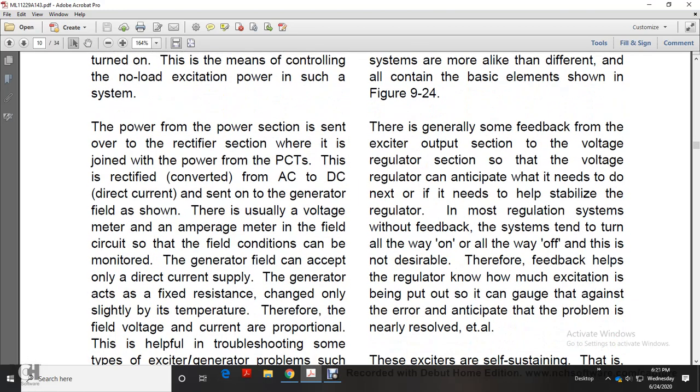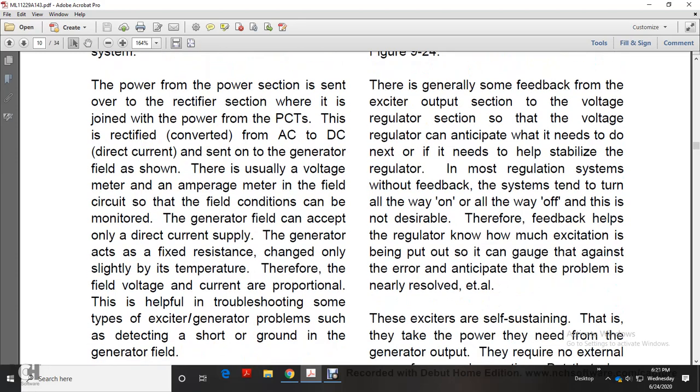The power from the power section goes over to the rectifier section, where it is joined with the power from the power potential transformer. The rectifier converts the AC to DC current for the generator field, as shown. The voltmeter and ammeter in the field circuit show the field connections and can be monitored. The generator field can accept only a direct current supply, with the generator field having a fixed resistance that changes only slightly with temperature.